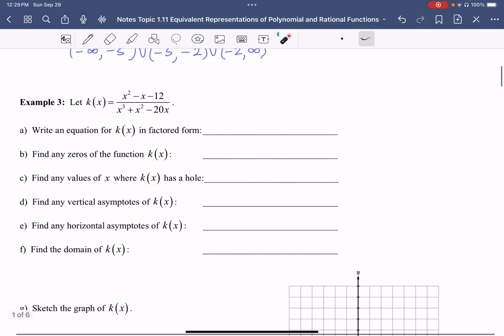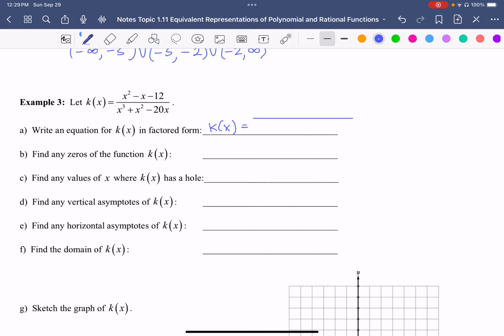Let k of x equal x squared minus x minus 12 divided by x cubed plus x squared minus 20x. Okay, in the numerator, I can do X method. I'm looking for two numbers that multiply to negative 12 and add to negative 1. Those two numbers are x minus 4 and x plus 3. Okay, and then in the denominator, I see that my biggest degree is 3, so I cannot go straight into X method without first doing the greatest common factor. All three terms in the denominator share one x that I can factor out, and I would be left with x squared plus x minus 20.